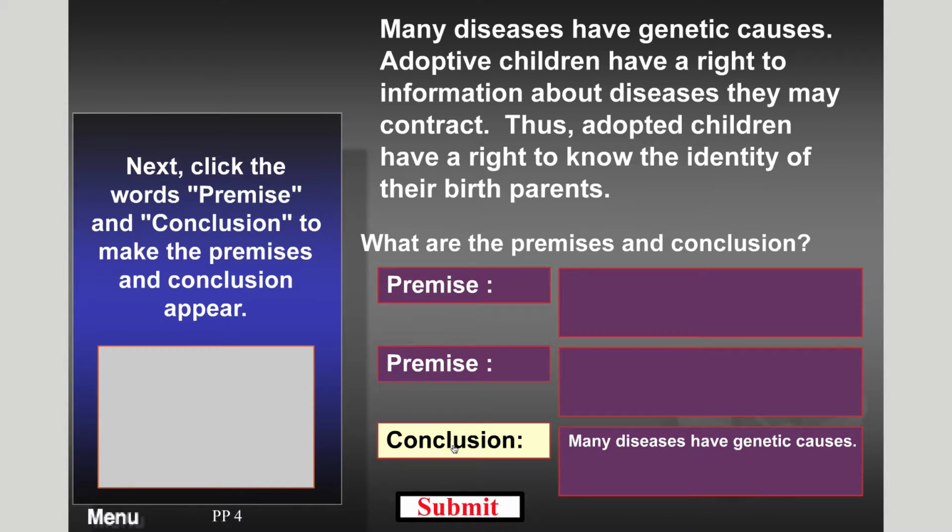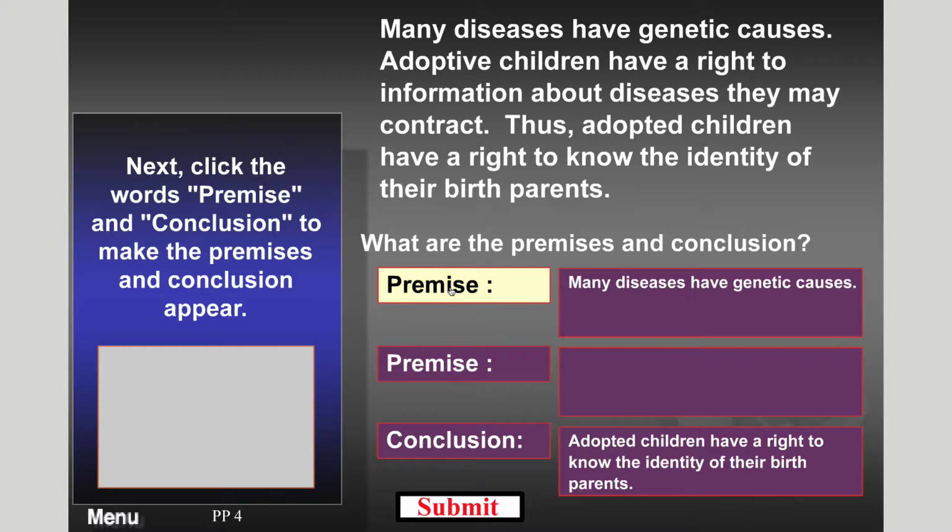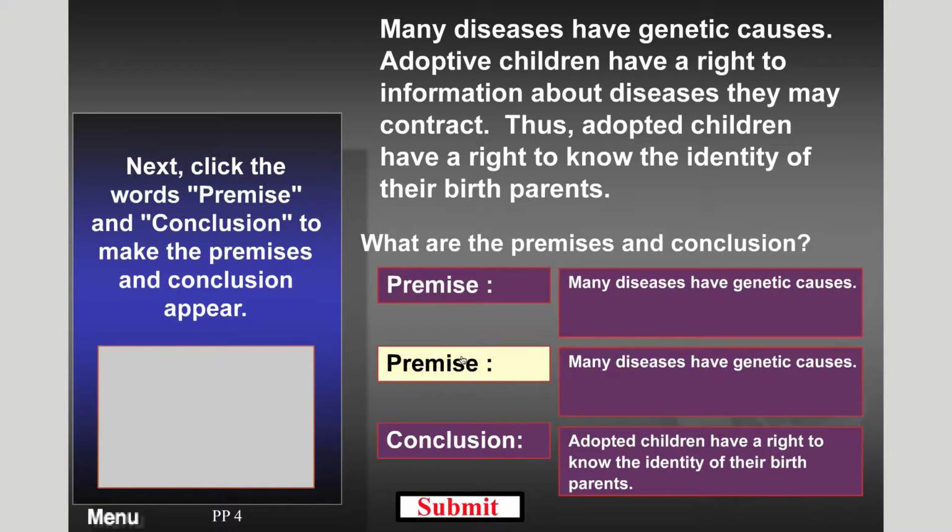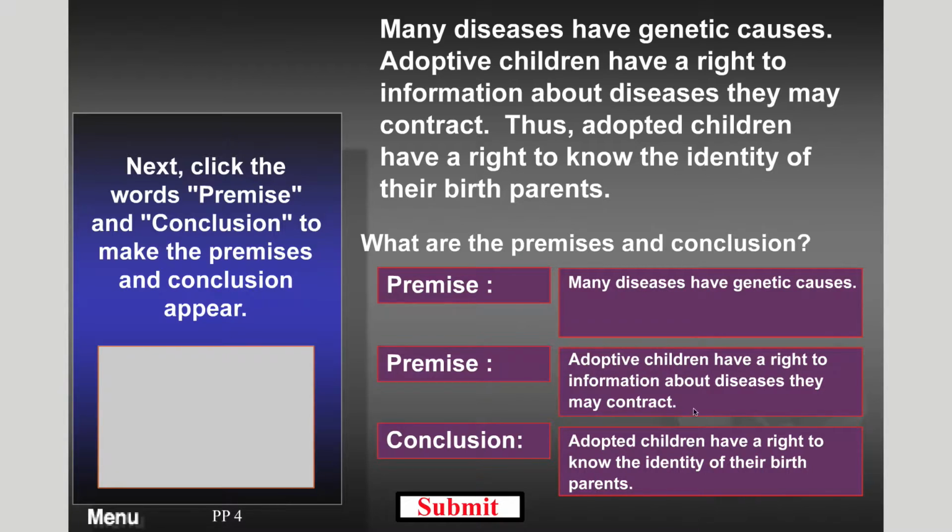So again, let's put in our conclusion first. Right? Adopted children have a right to know the identity of their birth parents. Why? Because many diseases have genetic causes, and adopted children have a right to information about diseases that they may contract. How would they get to know that? They would have to know the identity of their birth parents.